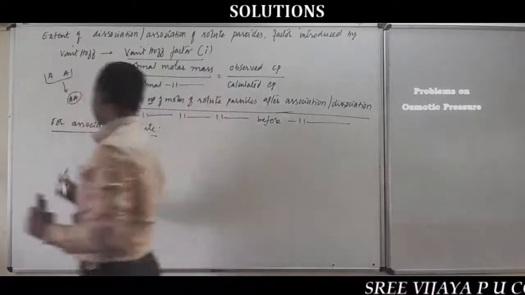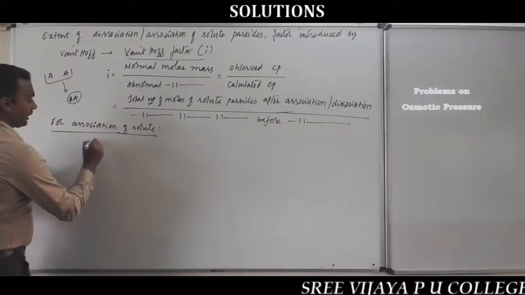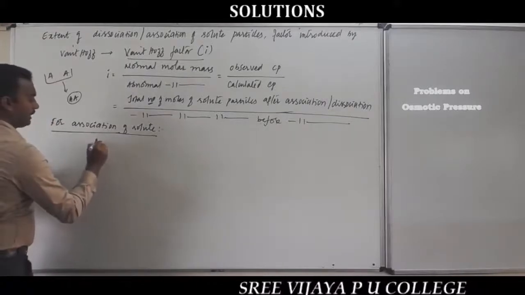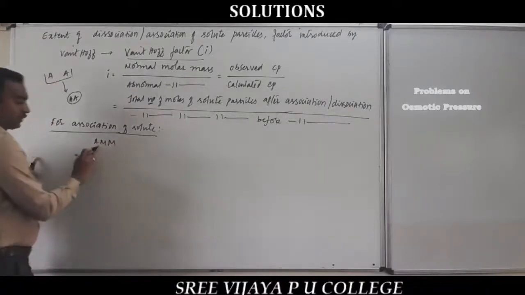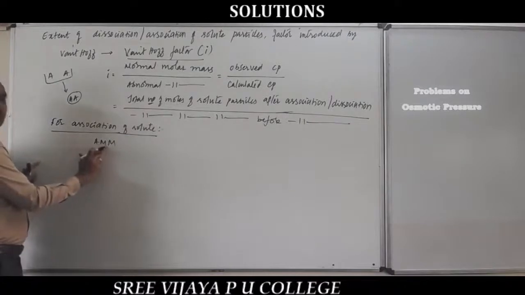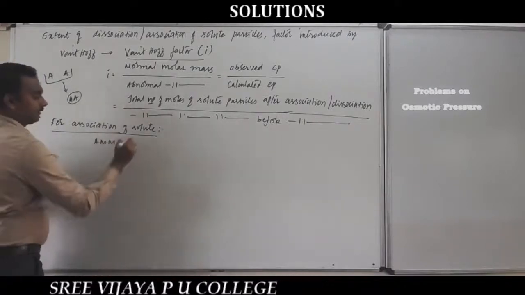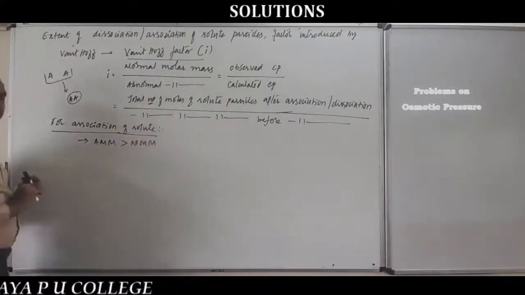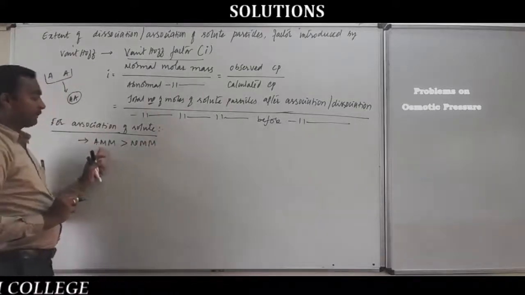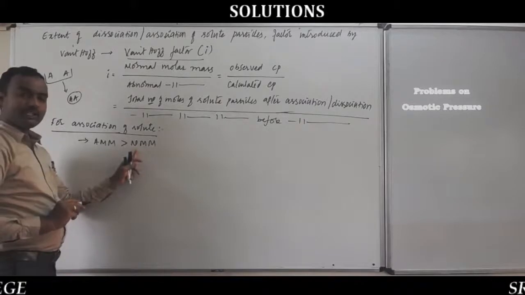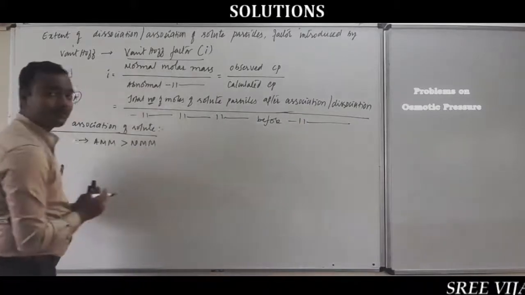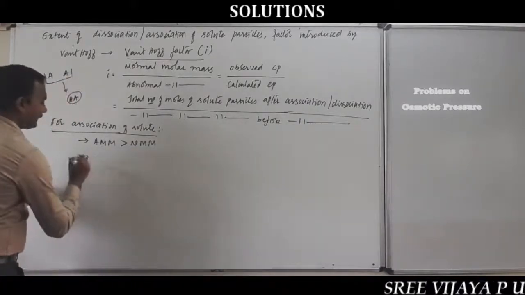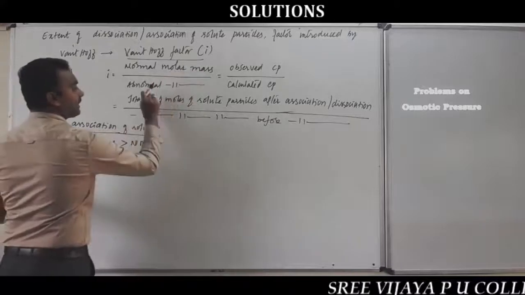molar mass. So due to association, what happens? The observed abnormal molar mass is higher than that of the normal molar mass. Then what happens to the Van't Hoff factor? Therefore, the Van't Hoff factor is equal to normal molar mass divided by abnormal molar mass.